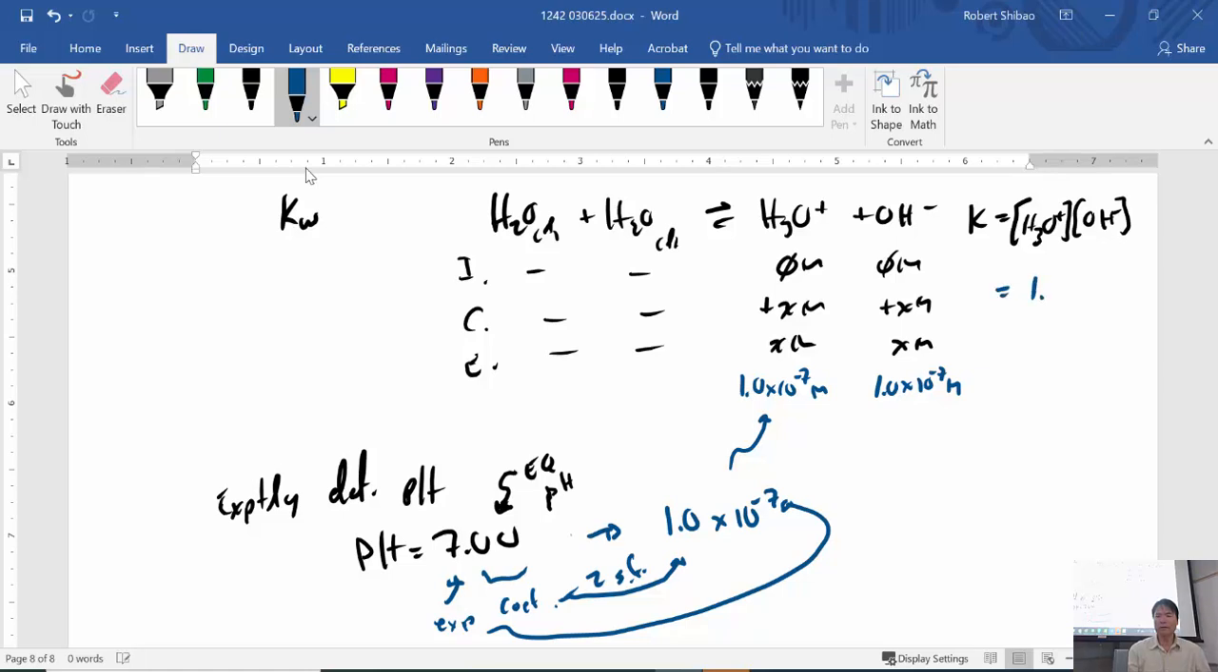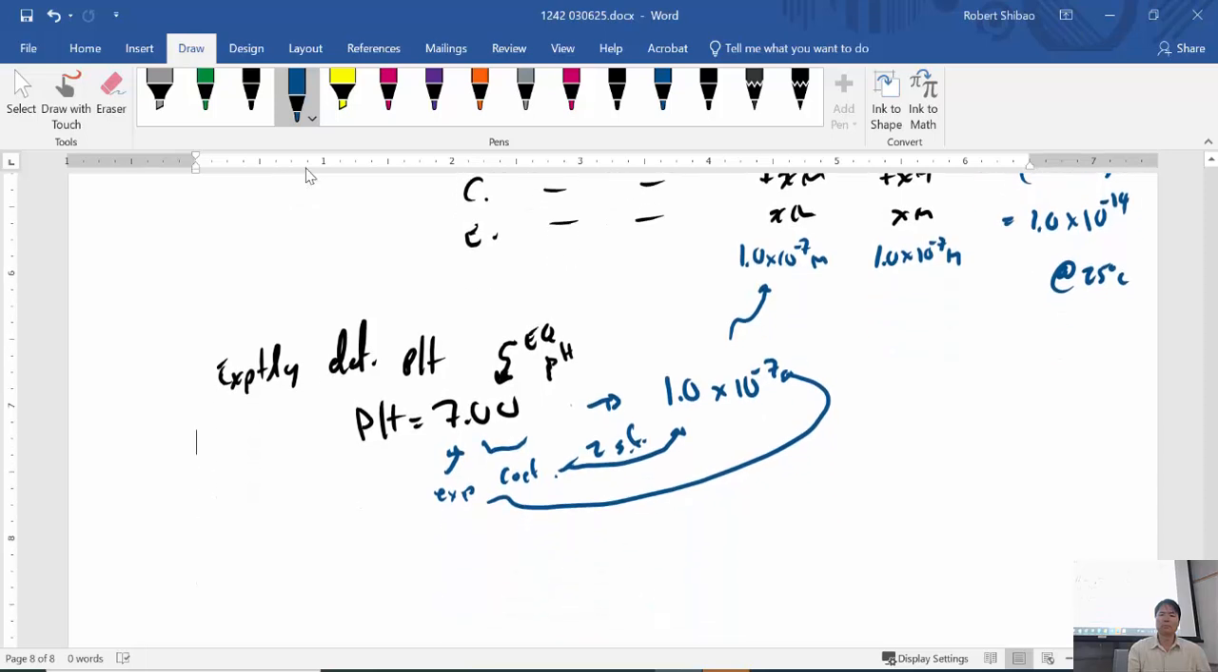So we plug that in here, we're going to get 1.0 times 10 to the minus 7 molar. We drop the units because we're looking at activity squared. And so this comes out to 1.0 times 10 to the minus 14. Now, the temperature is important because at higher temperatures, we're going to get more hydronium. At lower temperatures, we're going to get less hydronium. And so this is going to be at 25 degrees C. And this will be KW. This is called KW for water. And so this is the water ionization constant.